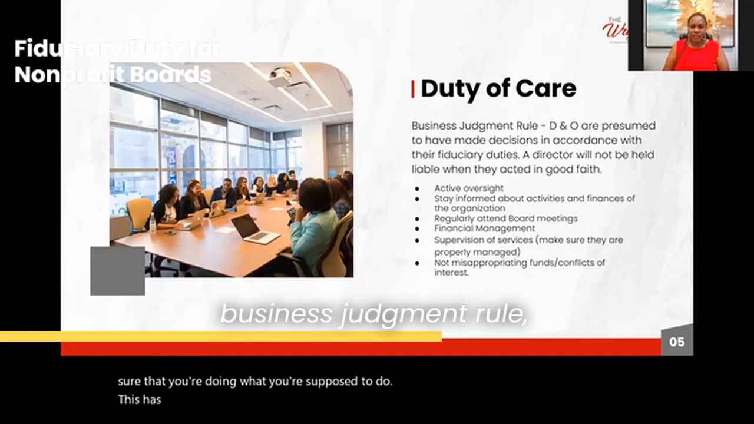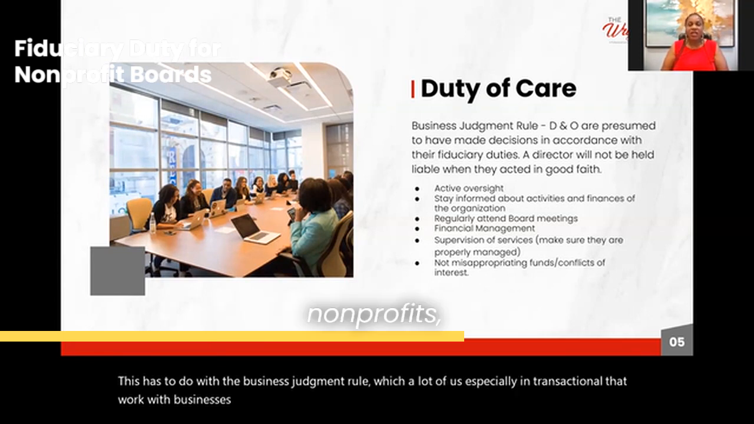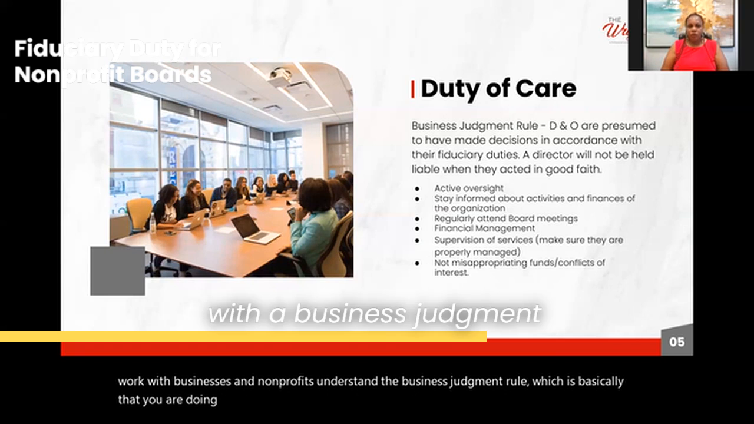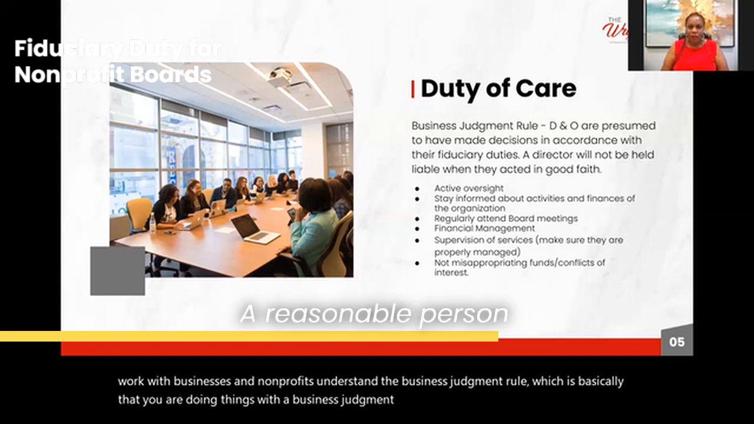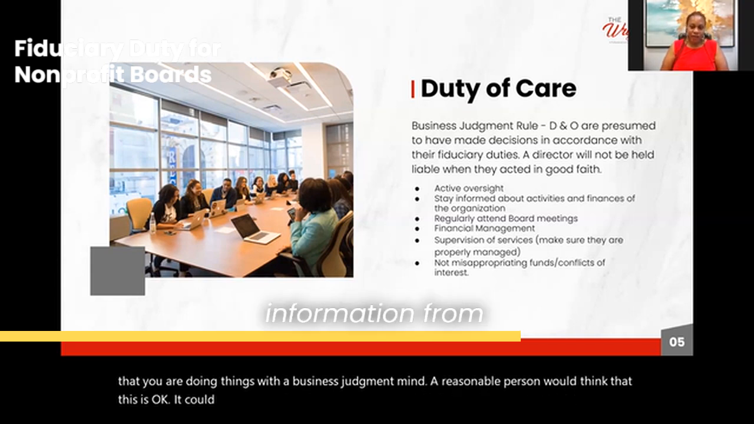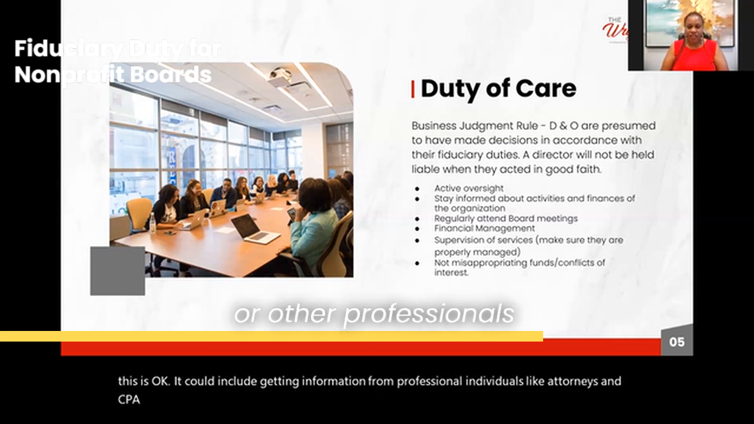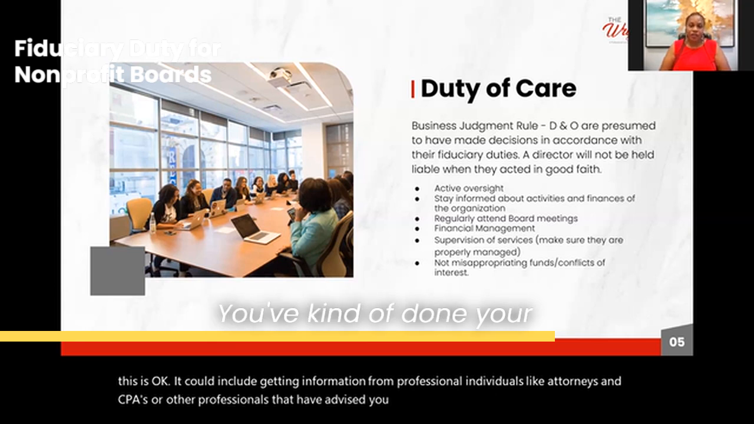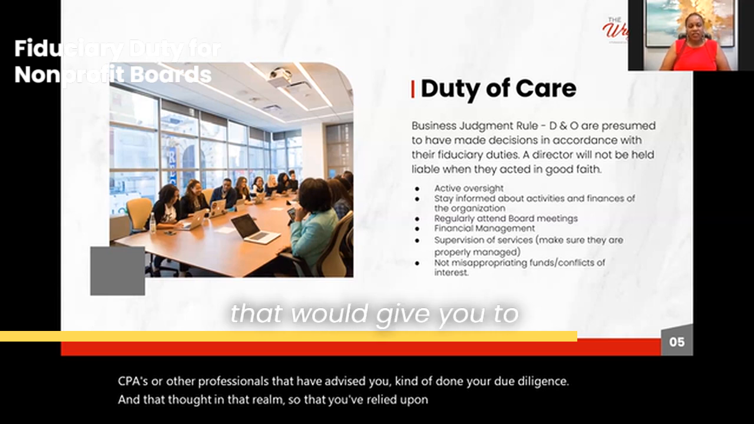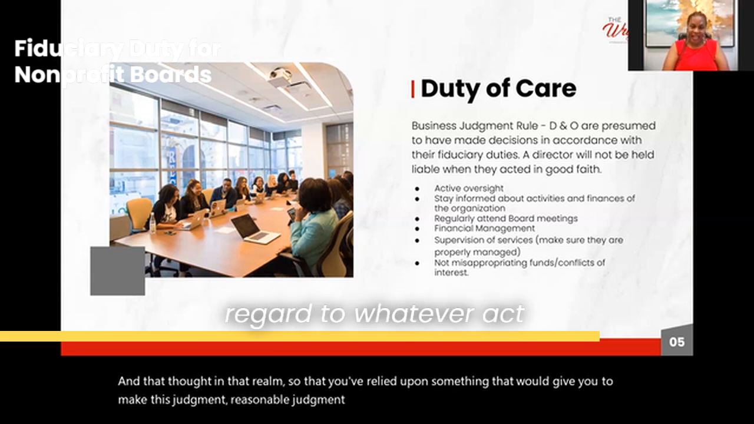This has to do with the business judgment rule, which a lot of us, especially in transactional work with businesses and nonprofits, understand. The business judgment rule is basically that you are doing things with a business judgment mind. A reasonable person would think that this is okay. It could include getting information from professional individuals like attorneys and CPAs or other professionals that have advised you. You've done your due diligence in that realm, so that you've relied upon something that would give you the basis to make this reasonable judgment with regard to whatever act that you're doing.